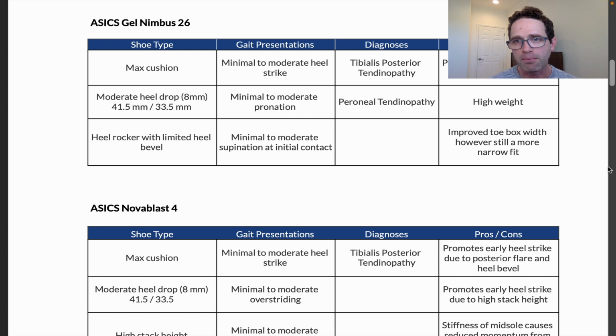As I mentioned before in the pros and cons, it does promote early heel strike, and that is primarily due to that heel bevel, and also it's going to be due to some of that stack height and some of the heel drop. These shoes do have a higher weight to them, which is a concern. That can be something that more people find cumbersome or painful, or potentially make different muscles work a little bit harder. And then it does have some improved toe box width. It is still a more narrow fit, but this has been improved since previous models.